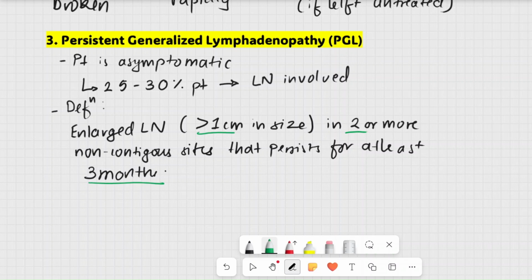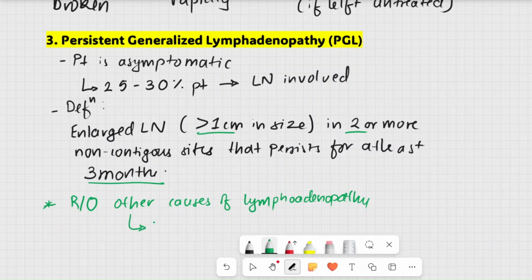Now, one important point that I want to add is that always rule out the other causes of lymphadenopathy. It does not mean that whenever a lymph node is enlarged and the patient is HIV positive, it is PGL only. It can be because of some other causes also, guys. So always rule out the other causes of your lymphadenopathy. Other causes, for example, lymphoma. Yes, lymph node enlargement can happen because of lymphomas.